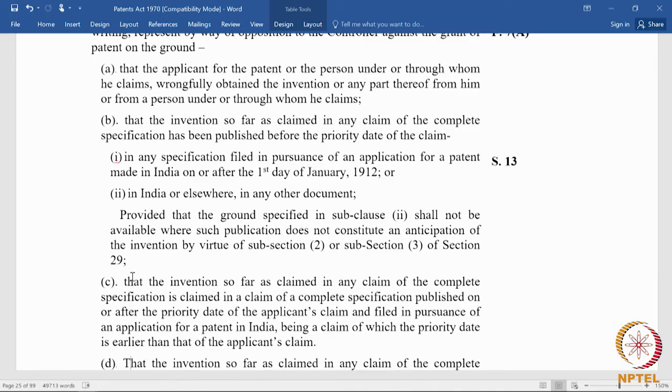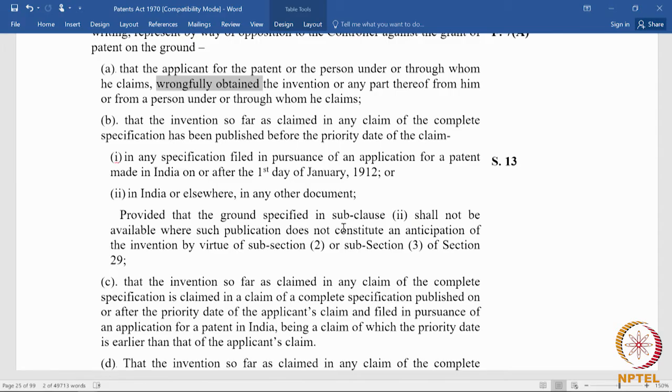So, 25(1)(a): the applicant for a patent, or the person under or through whom he claims, wrongfully obtained the invention or any part thereof from him, or from a person under or through whom he claims. So, if the patent is wrongfully obtained, which is a concept in patent law, then there can be an opposition on that ground. Now, the ground has to be proved. The person who files the opposition should either say it was wrongfully obtained from me, or wrongfully obtained from a person through whom the opponent is claiming.